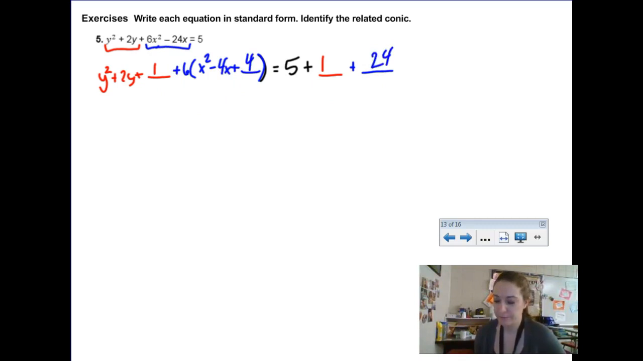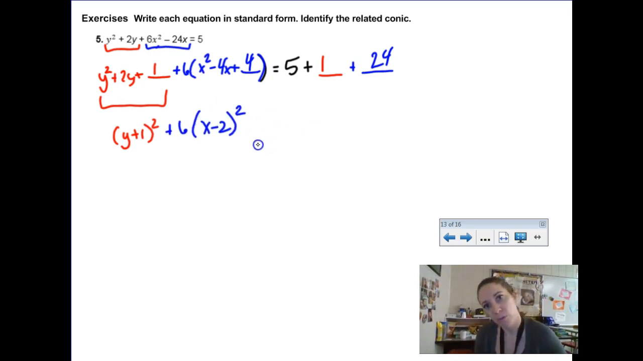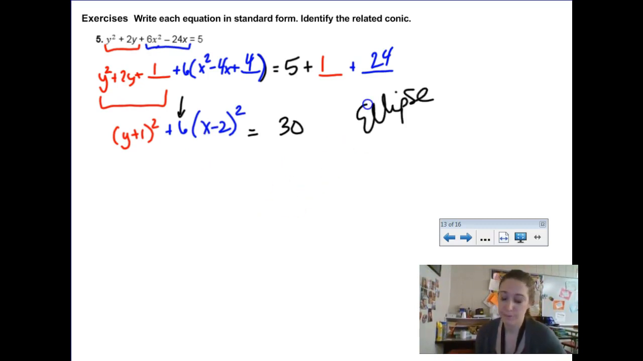So what we have right now is this red group is y minus 1 squared. No, it's not. It's y plus 1 squared. This blue group is 6 times x minus 2 squared. And then 5 plus 1 plus 24 is 30. So we can't have a circle because of this factored out term here of 6, so that means I must have an ellipse. But we're not quite in the right form because remember for ellipses this number has to be a 1. So we're going to divide everything here by a 30.